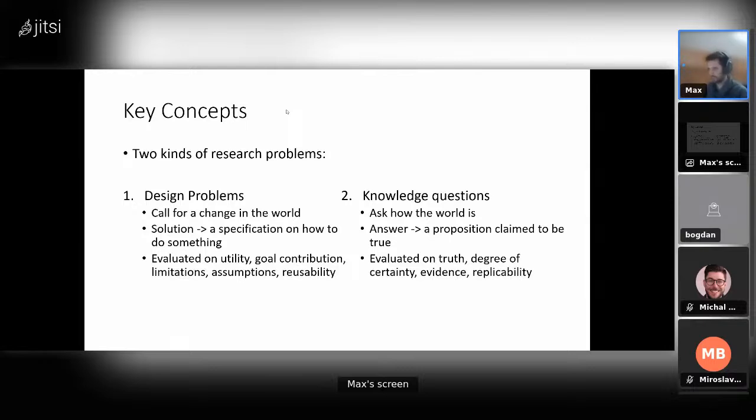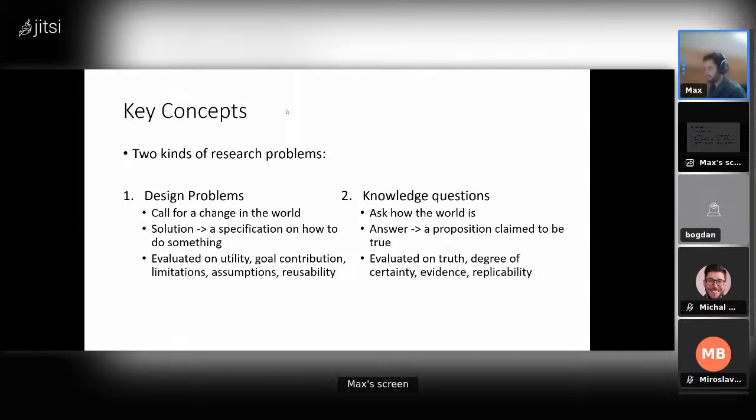A design problem is something that calls for a change in the world, and the artifact will be a solution, a specification on how to do something. And if you have a design problem research, then it will be evaluated on its utility, goal contribution, and so on.